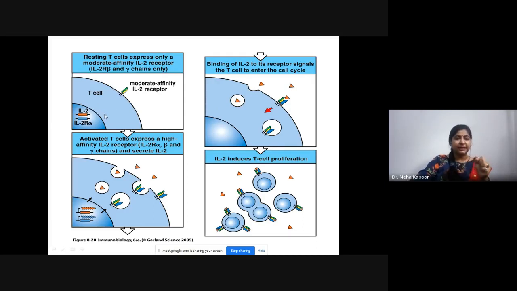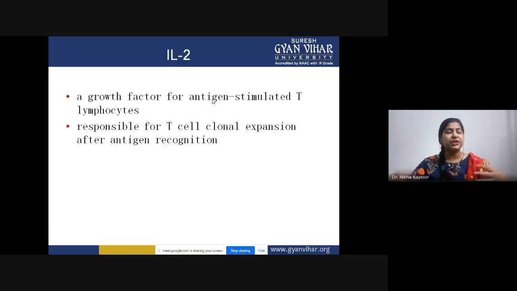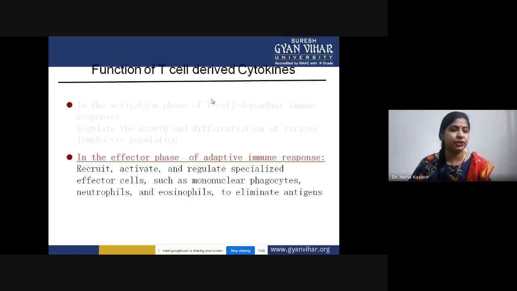Suppose this is a resting T cell that will express only the interleukin 2 receptor family. Whenever some interleukins are produced, the activated T cell will express high affinity interleukin 2 receptor and also secrete interleukin 2. Because of the binding of this interleukin 2 to its receptor, it will signal the T cell to enter the cell cycle. At that time, clonal expansion is happening because it is inducing T cell proliferation. Basically, interleukin 2 is a growth factor for antigen stimulated T lymphocytes, and these are the cytokines majorly responsible for T cell clonal expansion after antigen recognition.